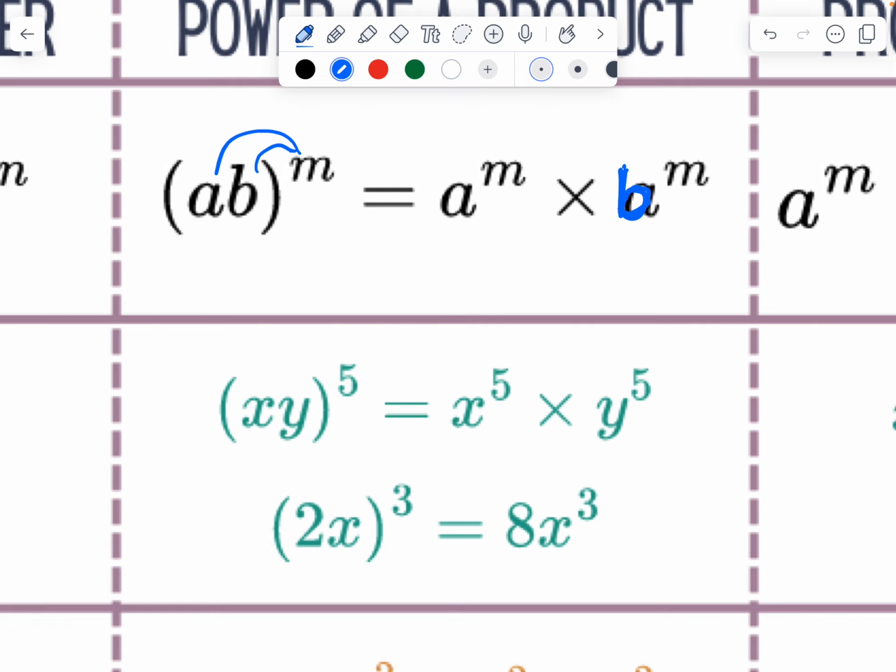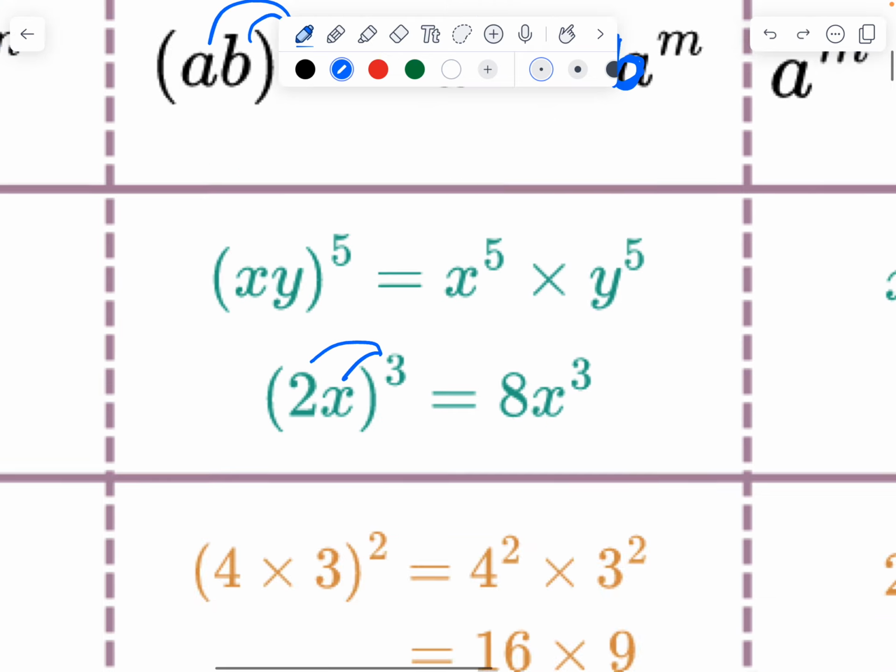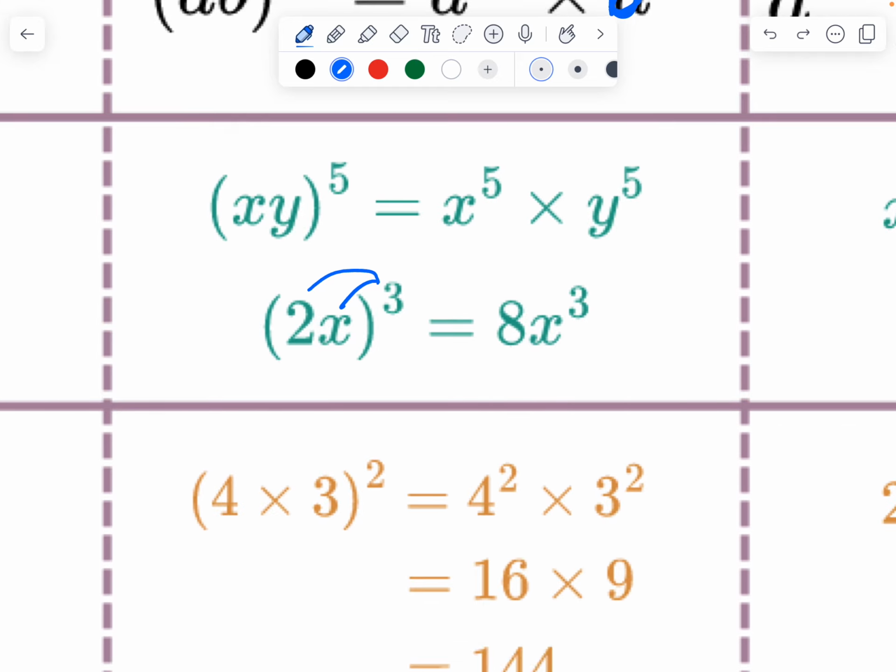Here we've got 2x raised to the third. This is an important one. This shows us that the 3 not only goes to the 2, but also the x. And 2 to the third power, that's how they got the 8. And then, of course, x to the third. And here's a numerical example. So 4 times 3 raised to the second is the same as 4 to the second times 3 to the second. So we can distribute in all of those exponents.